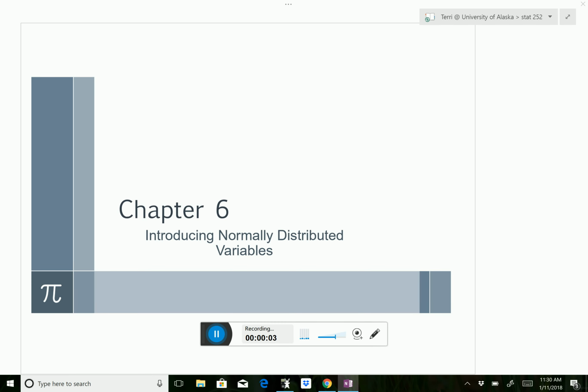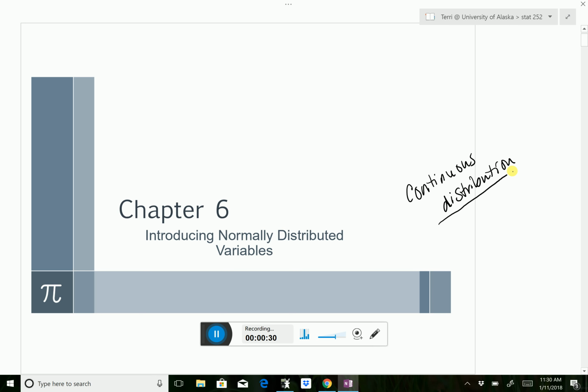Hello, everyone. Now we're moving into chapter 6, which is our normal distribution. So we're going to start looking at the normal, first and foremost, a continuous distribution. So in chapter 5, we spoke about discrete distributions. Now we're going to talk about continuous distributions.